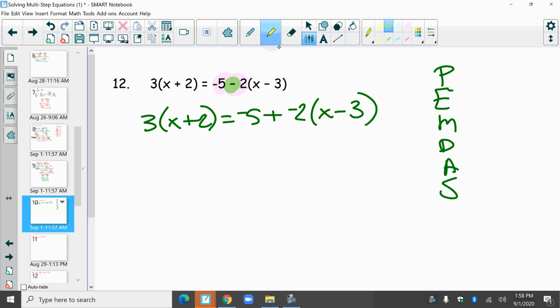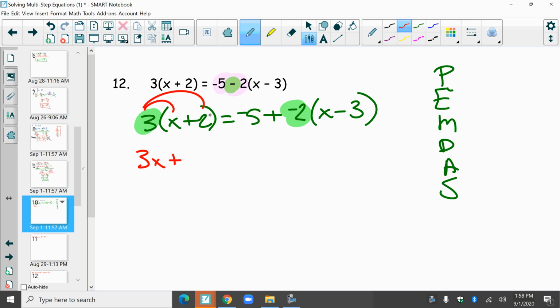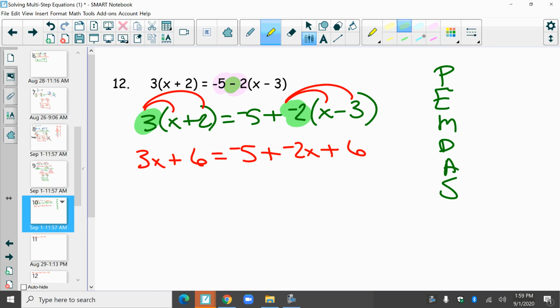Then I'm going to distribute where I need to distribute. So 3 times x is 3x, plus 3 times 2 is 6, equals negative 5 plus negative 2x plus 6. If you do not change your subtraction to a plus negative, many of you will only distribute the negative 2 to the first term of the x, and you will completely forget to distribute it to your second term, making that negative 2 times negative 3 a positive 6. So super important that you watch and you distribute that negative with the number attached to the parenthesis.